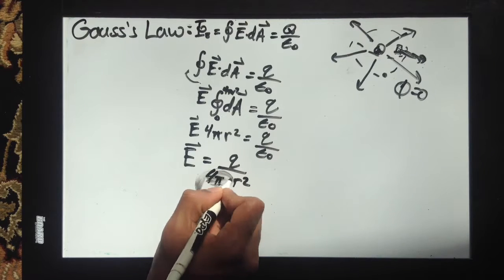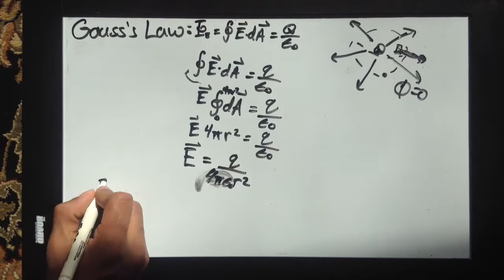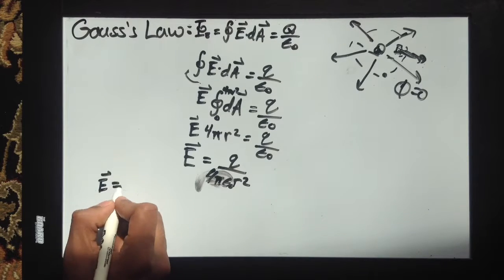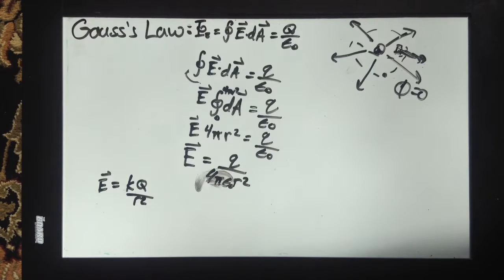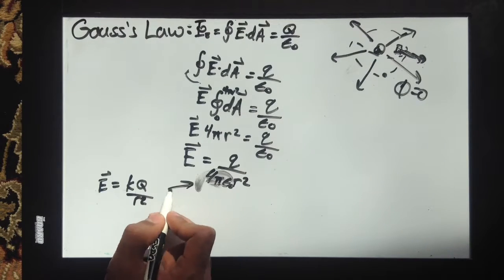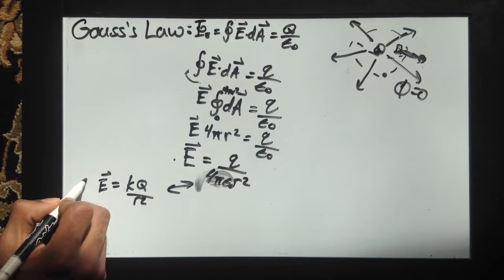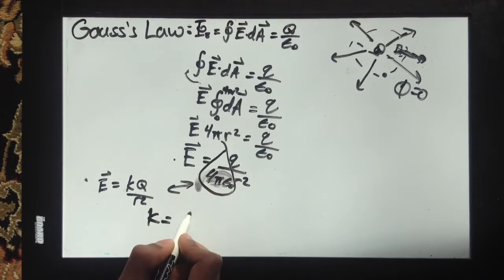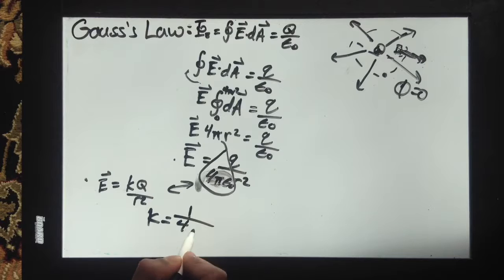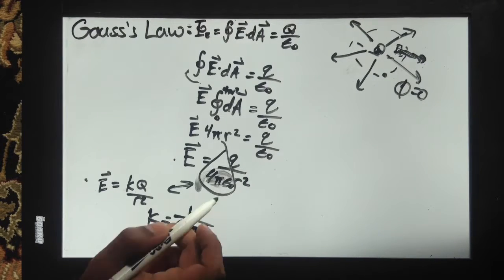4 pi epsilon naught r squared. Now if we go back to our Coulomb's law for the electric field, we know that electric field is equal to kq over r squared. And so if we compare these two equations, this one using Gauss's law and this one using Coulomb's law, we see that k is just equal to 1 over 4 pi epsilon naught. And so that's one way to derive Coulomb's law using Gauss's law.